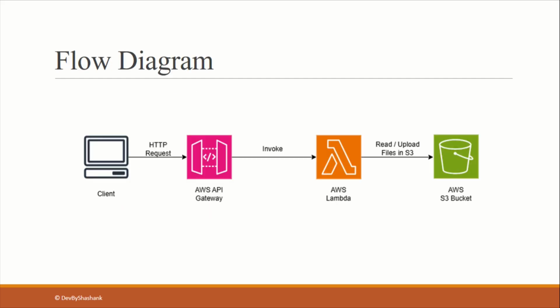So this is going to be our flow diagram. Client will invoke an HTTP request that will be received by API Gateway. API Gateway will invoke our Lambda, and then Lambda will read or upload a file in the S3 bucket. Okay, let's see how to do that.